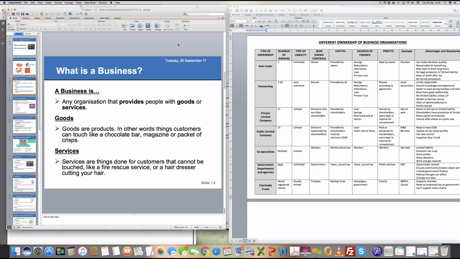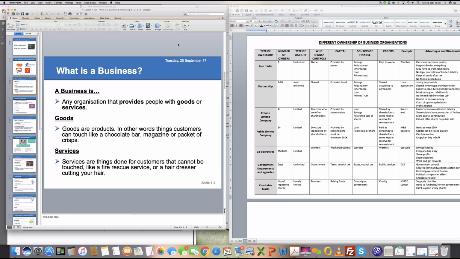So what is the purpose of a business? It's a fundamental aspect of producing goods and services, and any organization involved in the process of producing or offering goods and services would be classified as a business organization. Correct?